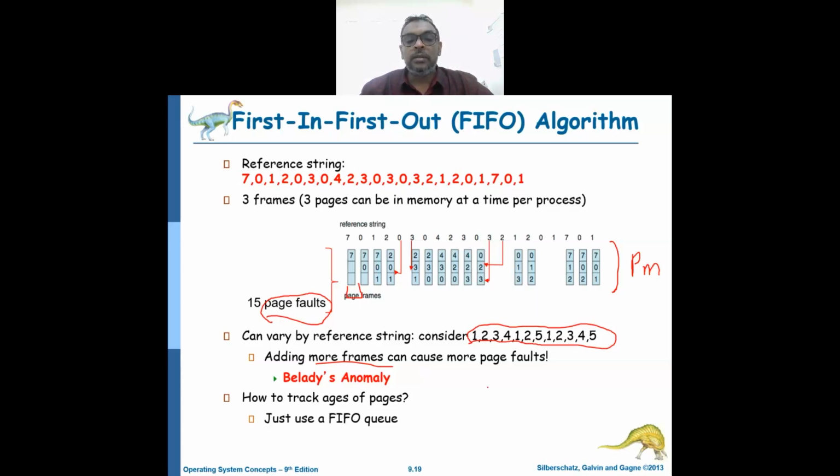Okay, I want you to read up on this. I want you to read up on Belady's anomaly. Belady's anomaly means that by adding more frames, you are not actually going to finish faster, but you are going to finish slower and have more page faults. So our objective is to reduce page faults.